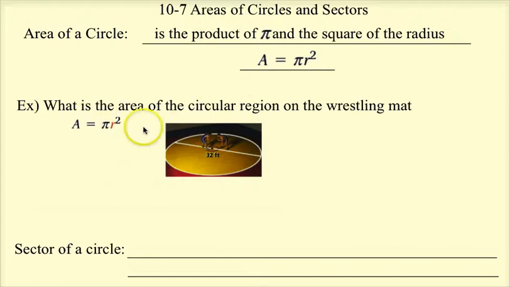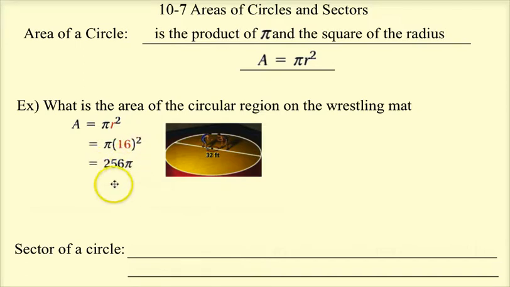So let's find the area of this circular region on the wrestling mat. You can see since the whole line is drawn, the diameter is 32. So I write down my formula. Area is pi r squared. I'm going to substitute in my radius, so that's really the only thing you need to know. If the diameter is 32, then the radius is going to be half of that, so my radius will be 16. So pi times 16 squared, and at that point you can just put it into your calculator.